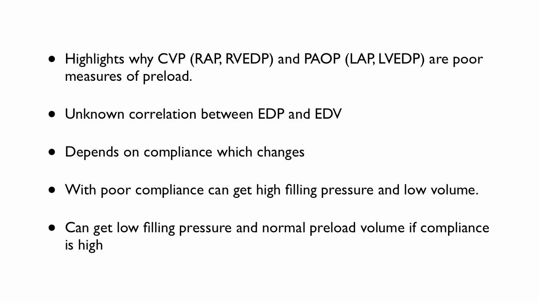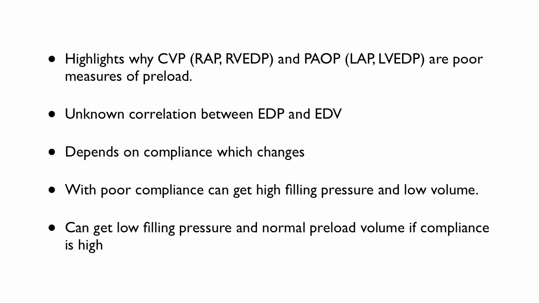So moving on from here, this starts to highlight why pressures are poor measures of preload. If we think about the argument for using CVP as a preload measure, we're hoping that CVP reflects right atrial pressure, and we're hoping that right atrial pressure reflects right ventricular end diastolic pressure. And similarly on the left side, we're hoping that pulmonary artery occlusion pressure reflects left atrial pressure, and that is an approximation of left ventricular end diastolic pressure.